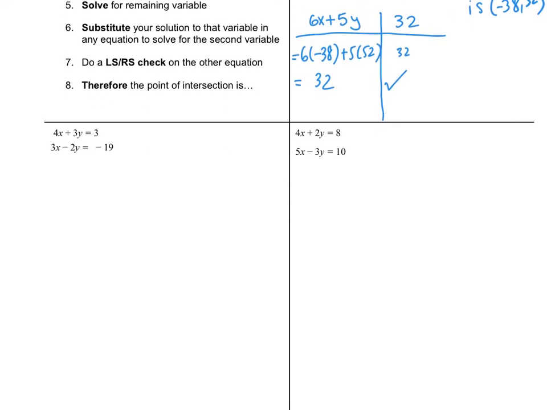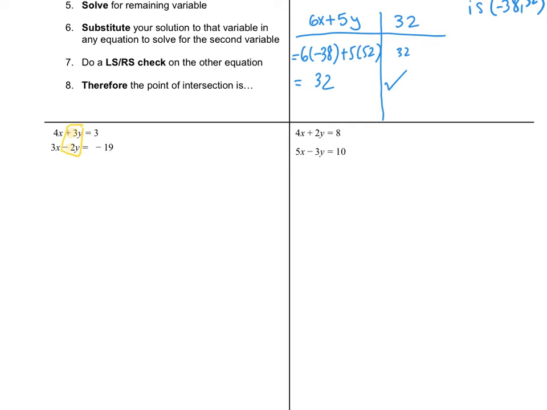In my next example, 4x plus 3y equals 3, 3x minus 2y equals negative 19. I'm going to choose to eliminate the y's just to mix things up and to show you it does not matter which one you pick. So I'm going to look at the coefficients. I have 3 and negative 2. The negative I'm not going to worry about right now. So just looking at 3 and 2.